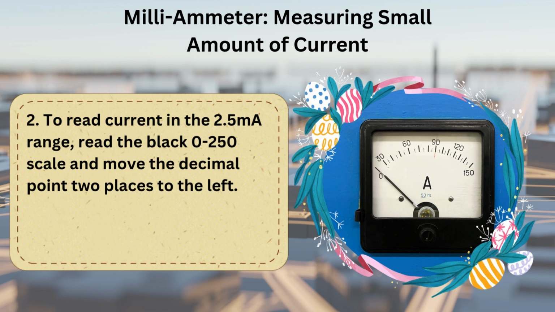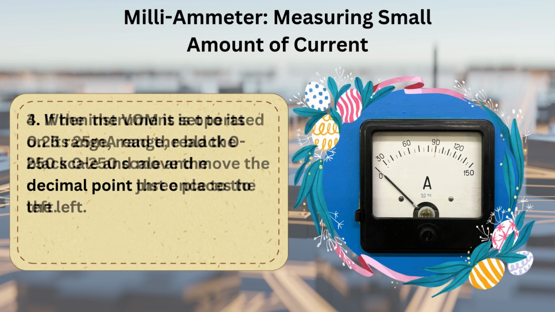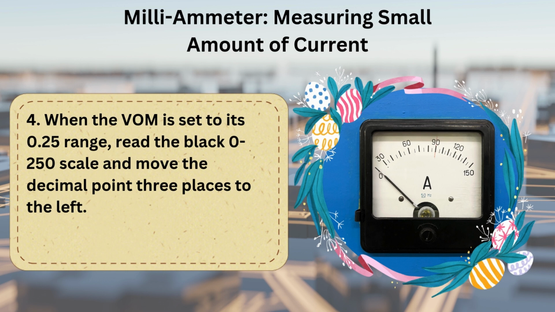Step 3. If the instrument is operated on its 25 milliampere range, read the black 0 to 250 scale and move the decimal point just once to the left. Step 4. When the multimeter is set to its 0.25 milliampere range, read the black 0 to 250 scale and move the decimal point 3 places to the left.